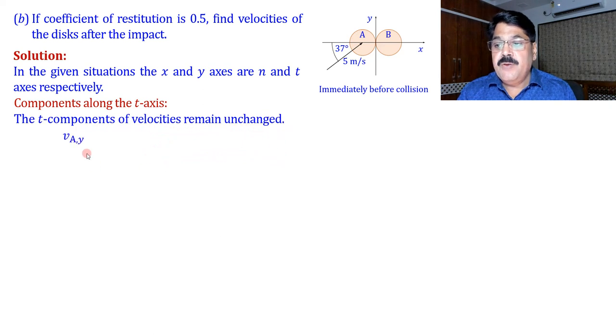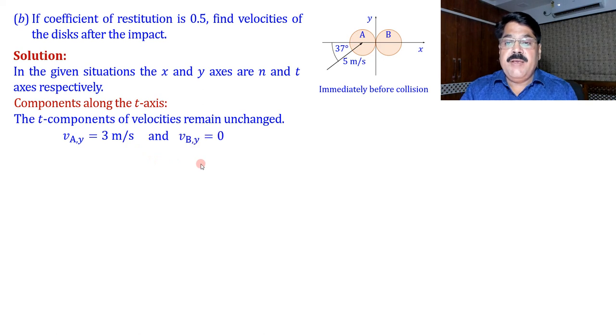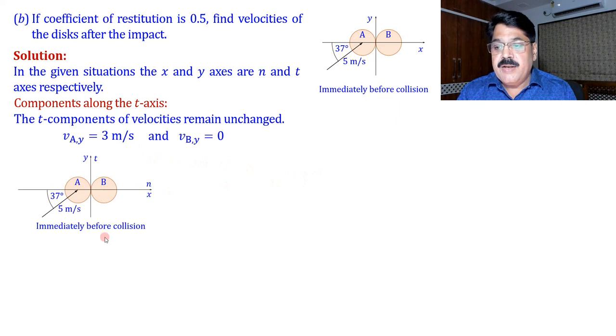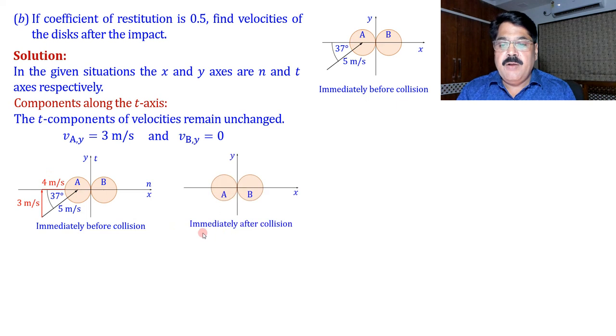So what can we write here? Vay is equal to 3 meter per second and Vby is equal to 0, what we obtained earlier. So here we draw the diagram immediately before collision and then immediately after collision and show the t components. That is a t component 3 and n component of velocity of ball A. Now immediately after the collision, the t component of velocity of A is 3 meter per second and there is no t component of velocity of B. Now we have to analyze what will happen along the n axis.